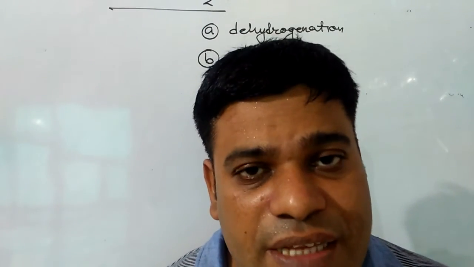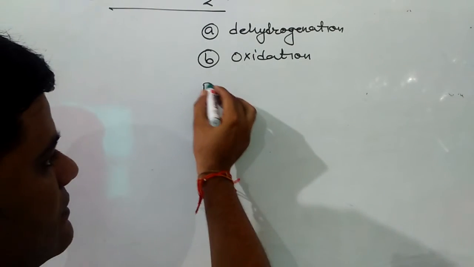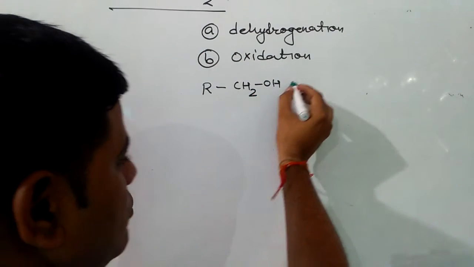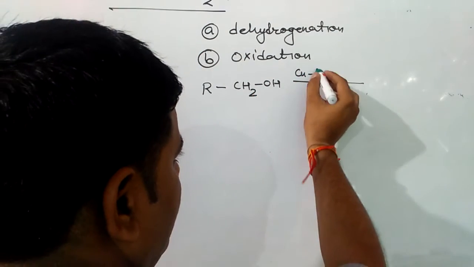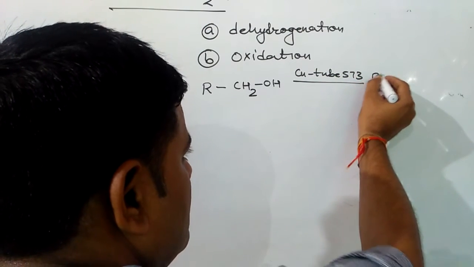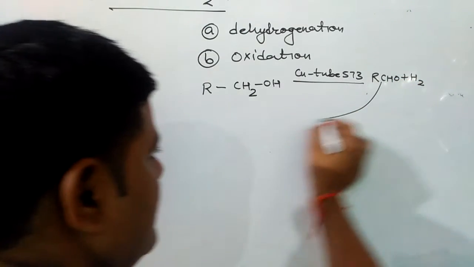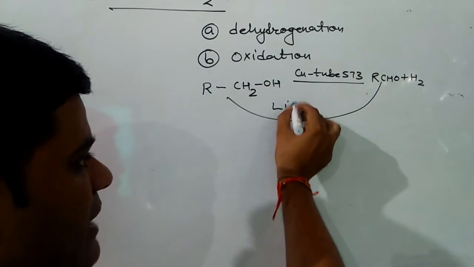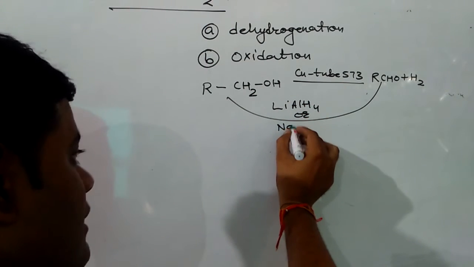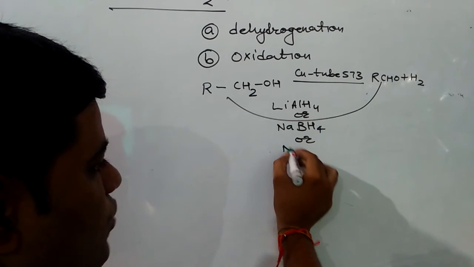A primary alcohol on passing through a copper tube at 573 Kelvin will give aldehyde as a product, RCHO plus H2, and this reaction can be reversed by reduction with lithium aluminum hydride or sodium borohydride or sodium in the presence of ethyl alcohol.